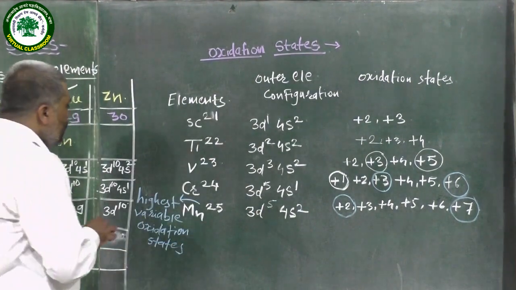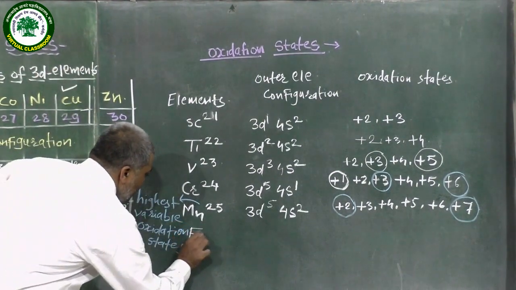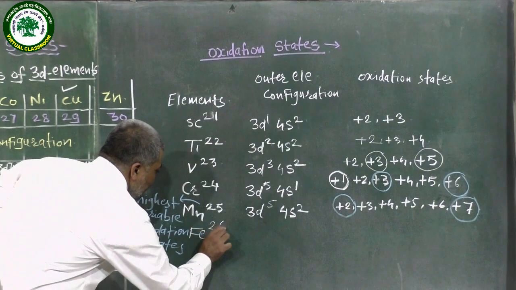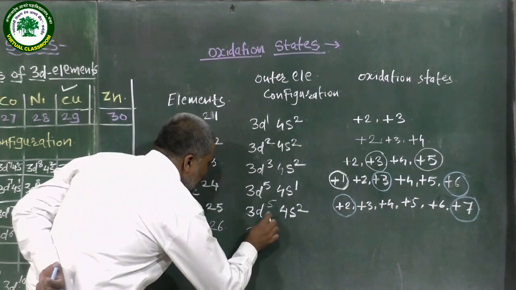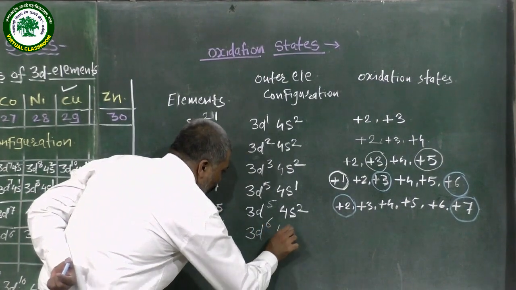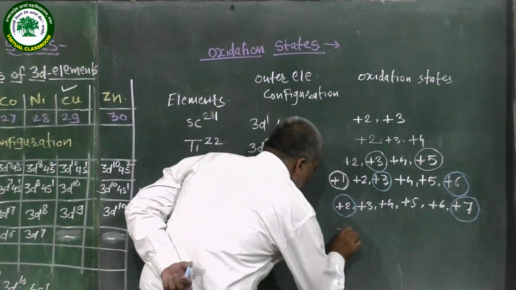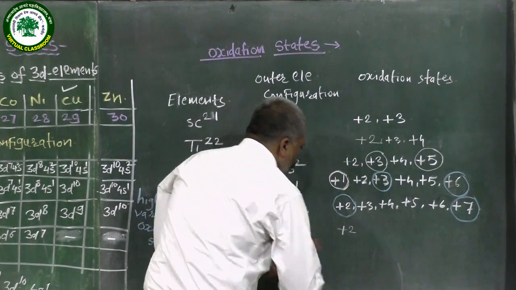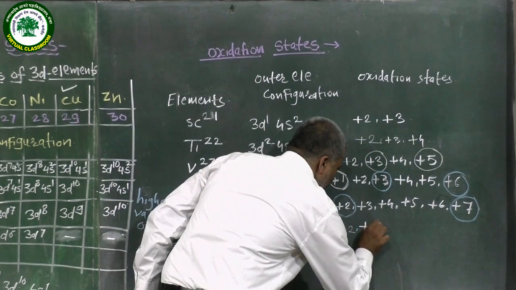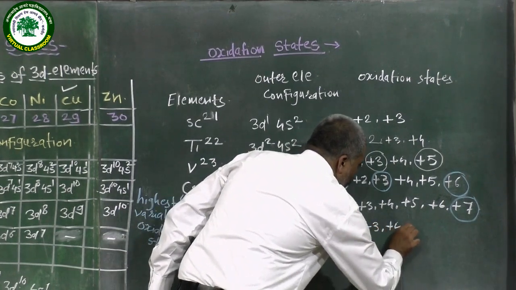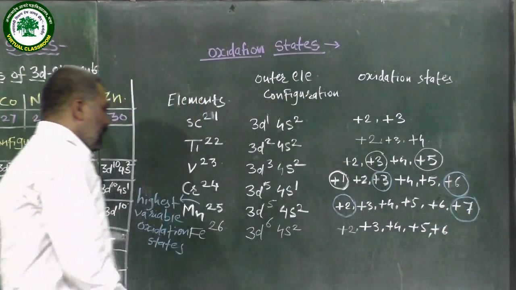Then next, after manganese, iron, Fe, atomic number 26, the electronic configuration is 3d6 4s2. Here the oxidation states are +2, +3, +4, +5 and +6.